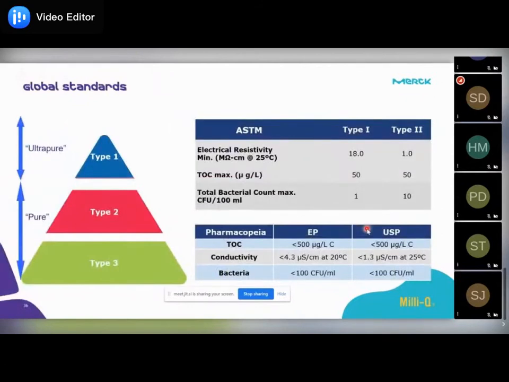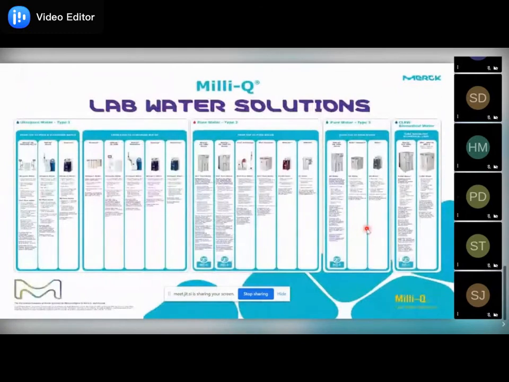Here I'm just giving two examples. One is ASTM, which stands for American Society for Testing Materials. They clearly define what the ideal water quality should be for type 1, similarly for type 2, and the Pharmacopoeia also gives similar guidelines. There are also guidelines from ISO. All have defined the ideal water quality for type 1, type 2, and type 3 grade of water. Depending upon the criticality or sensitivity of your experiment, you can decide which water is suitable for your application. As MilliQ, we provide the entire range of solutions for this. So please let us know.